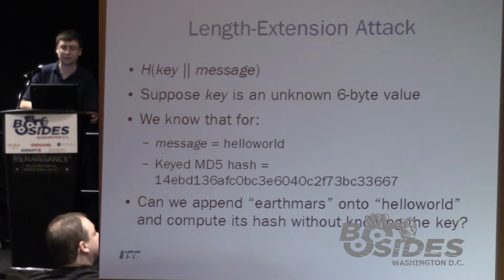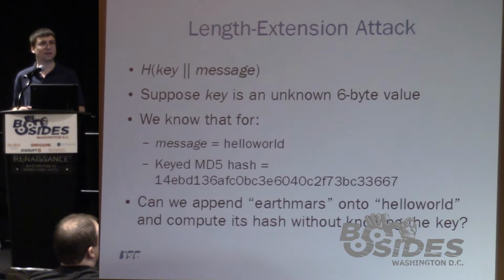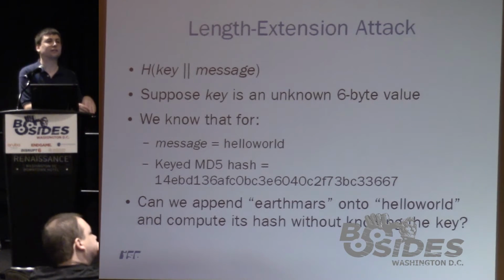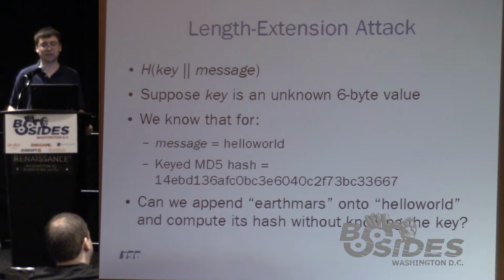The reason for this is that when you have a hash value, that hash value represents the internal state of that hashing algorithm when it was done processing the message. If you can take that state and put it back into the hashing algorithm and feed more data through it, the key's already been through, so you'll compute a correct hash. In a real world scenario, the key is unknown, but you might know its length, 6 bytes in this case. Hopefully it's actually bigger than that.